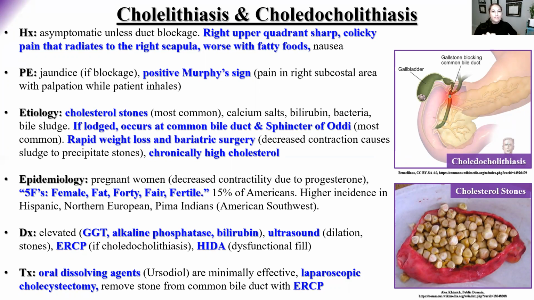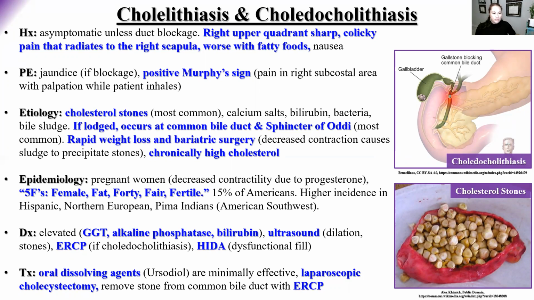Positive Murphy sign. This one's the important one for the exam question. They will have pain in the right subcostal area with palpation when that patient inhales. So you'll do this kind of sharp upper move, and that's called a positive Murphy sign. You're impinging on the gallbladder.